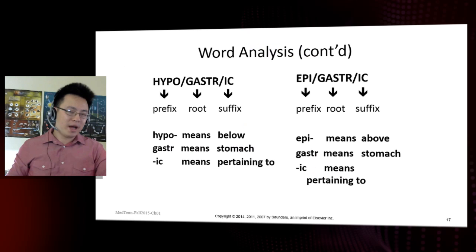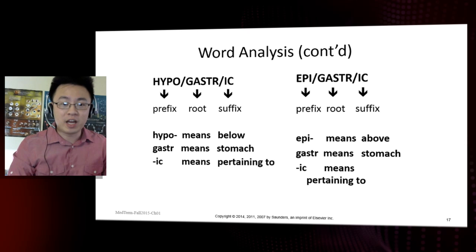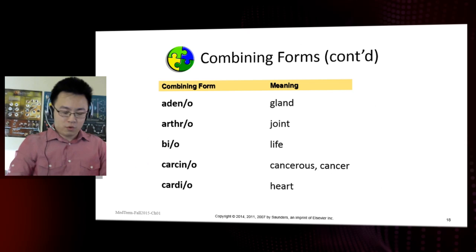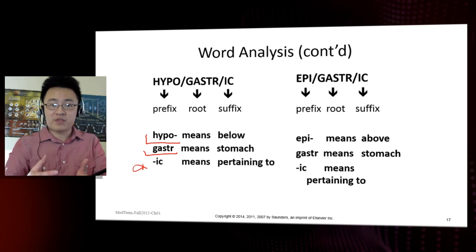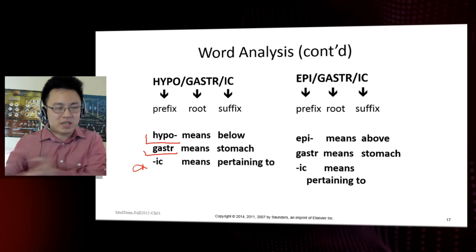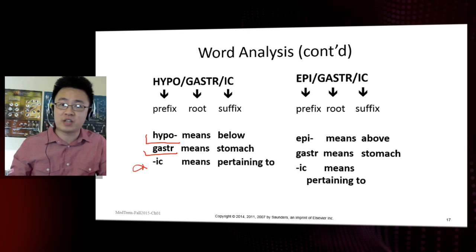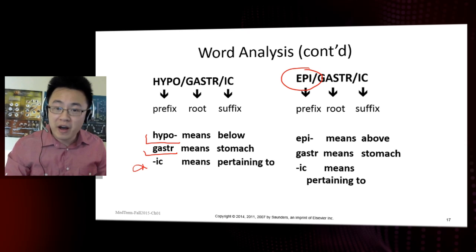Two more words here. Hypogastric and epigastric. Again, hypo means below. Gastro, we already know, means stomach. And ic means pertaining to. So if we were to give the definition of hypogastric, in this case we can slap the definitions together because when we do, the definition is the same as what's in the glossary. So it means pertaining to below the stomach. That's hypogastric. And epigastric here means pertaining to above the stomach.